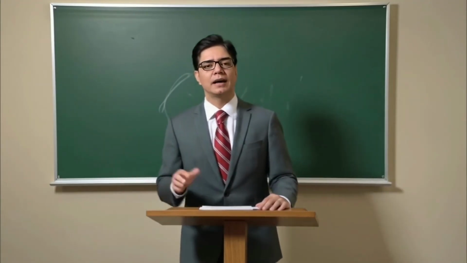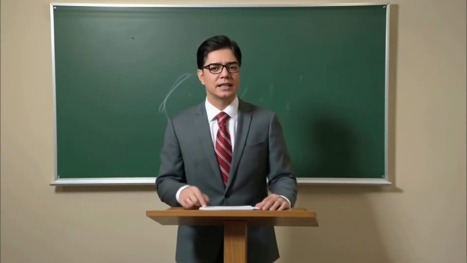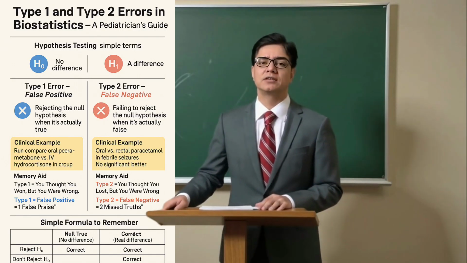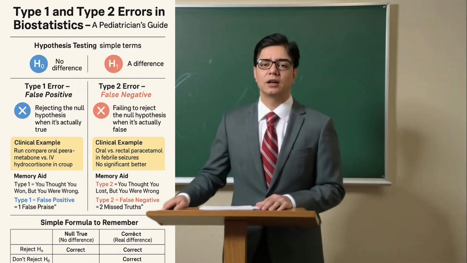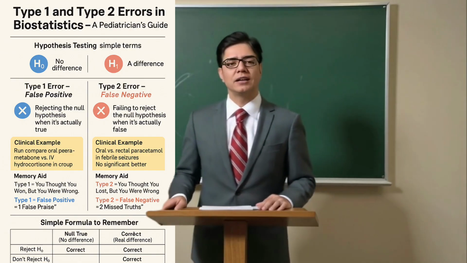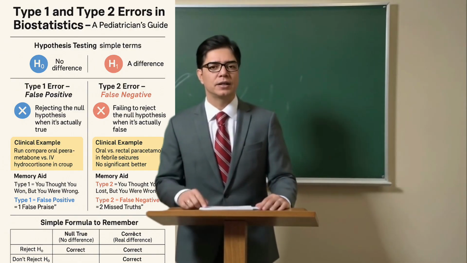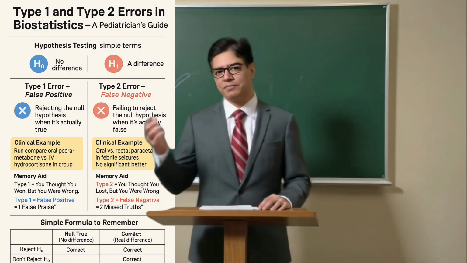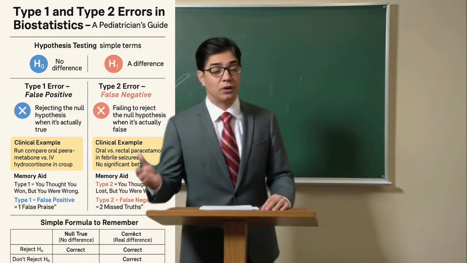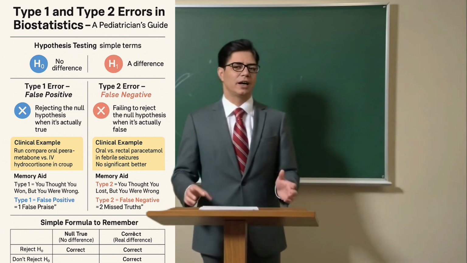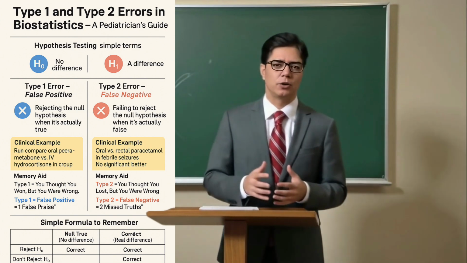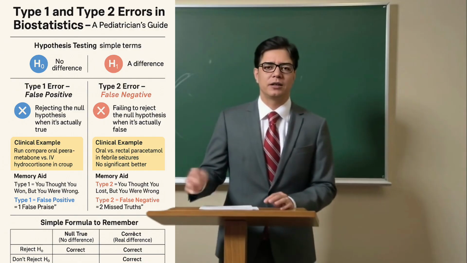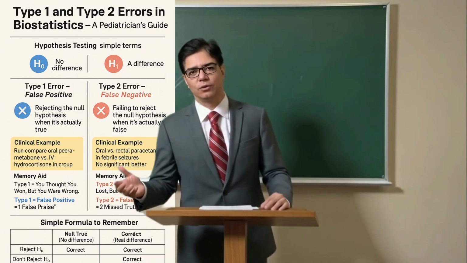Type 1 error happens when we reject the null hypothesis even though it's actually true. In simple terms, we think there is a difference, but in fact there is no difference. Let me give you a clinical example. You do a study on oral dexamethasone versus IV hydrocortisone in croup, and your results say that oral dexamethasone is significantly better than IV hydrocortisone.